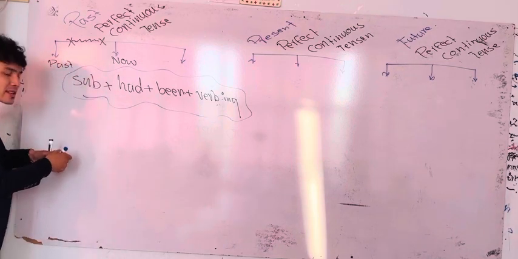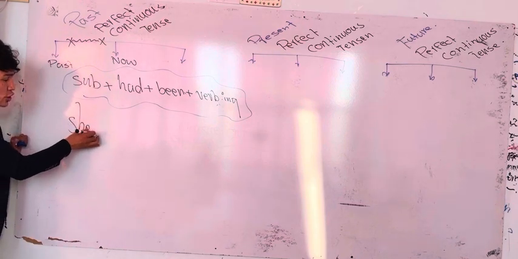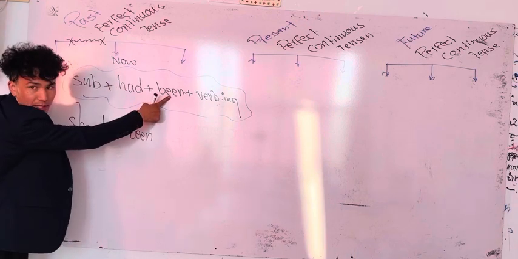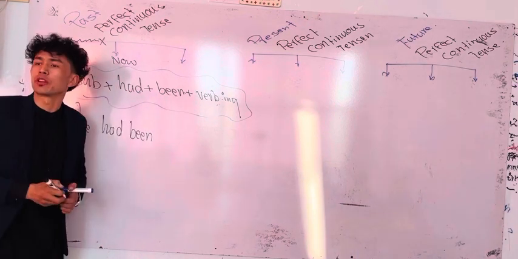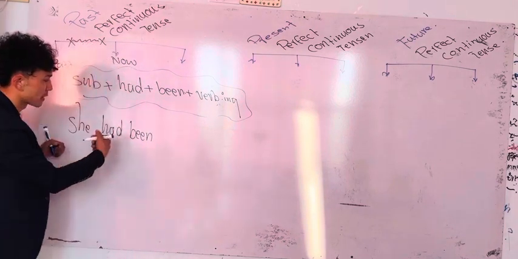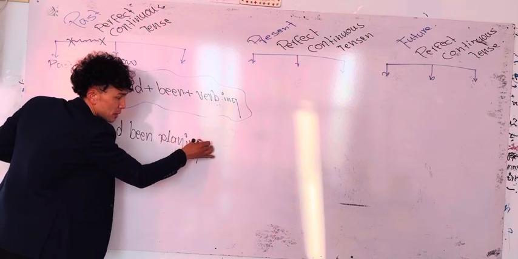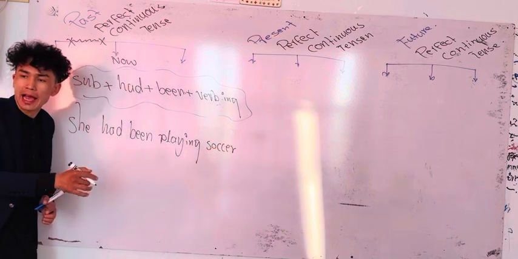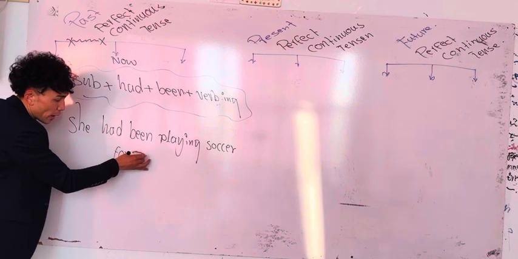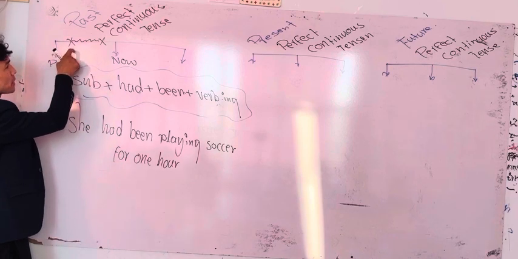Now let's go with some examples. Look at the two actions here. She had been, right? She had been what? Any verb you can bring here. Any verb you bring, try to bring the ing form there. Play, for example. She had been playing soccer. Correct. She had been playing soccer for one hour.